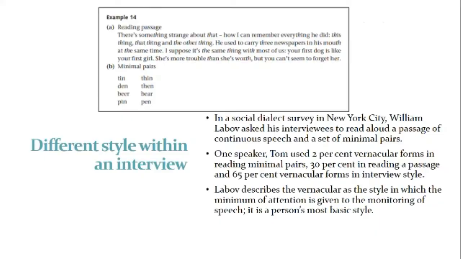Different style within an interview. In a social dialect survey done by William Labov in New York City, William Labov asked his interviewees to read aloud a passage of continuous speech and a set of minimal pairs. The result was the speakers used fewer vernacular forms in these styles compared to the interview style. One speaker, for instance, named Tom, used 2% vernacular forms in reading minimal pairs, 30% in reading a passage, and 65% in interview style. Labov describes the vernacular as the style in which the minimum of attention is given to the monitoring of speech. In other words, it is a person's most basic style.